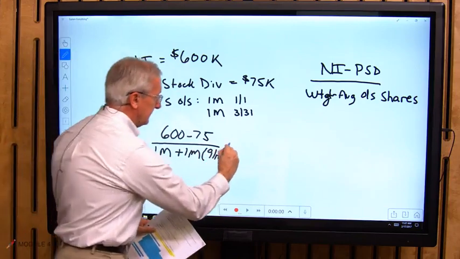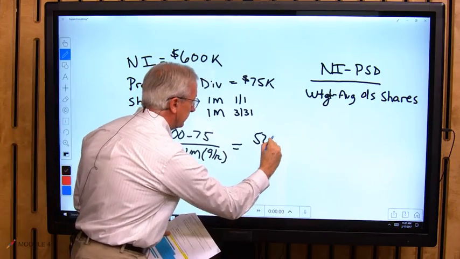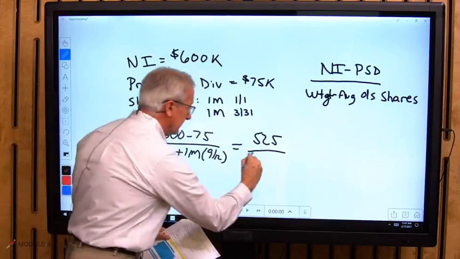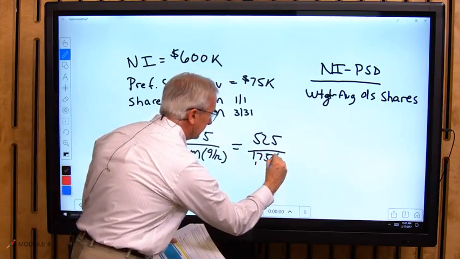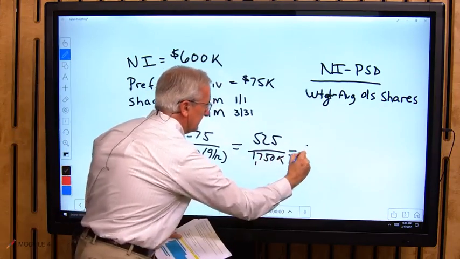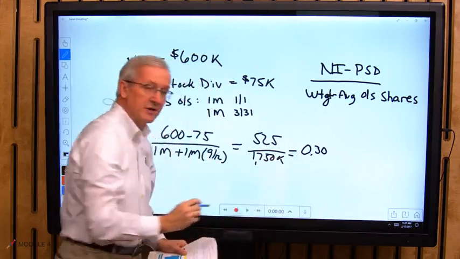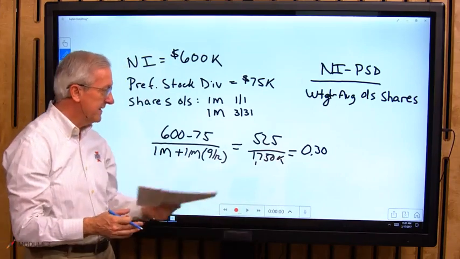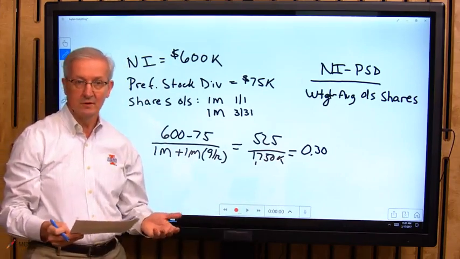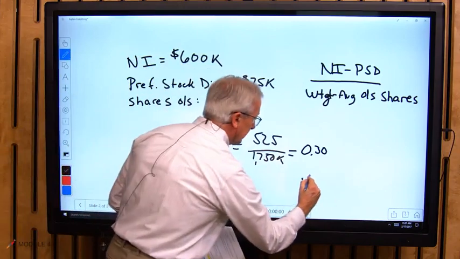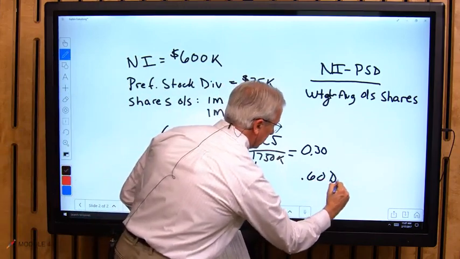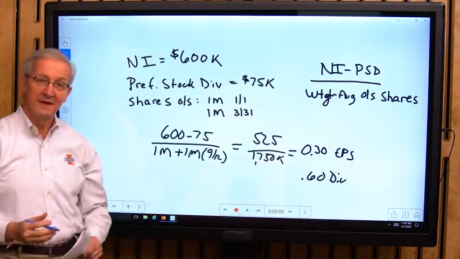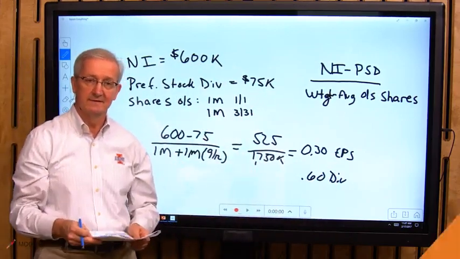So again, if you do the math on this, we come out with 525,000 divided by a weighted average shares outstanding of 1,750,000 shares, and that comes out to basically 30 cents per share. Keep in mind, that is not the same as dividends per share. So this company may have dividends of 15 cents per quarter, so their dividends may actually be 60 cents, but their EPS reflects only 30 cents. And that's the difference between earnings per share and dividends.